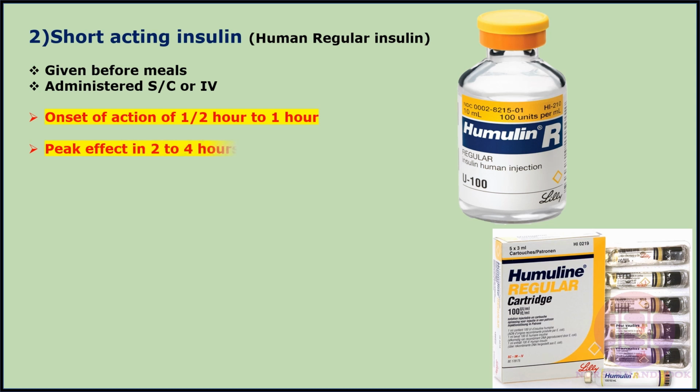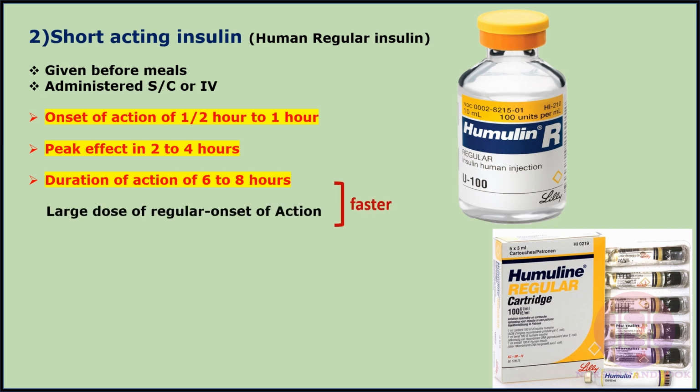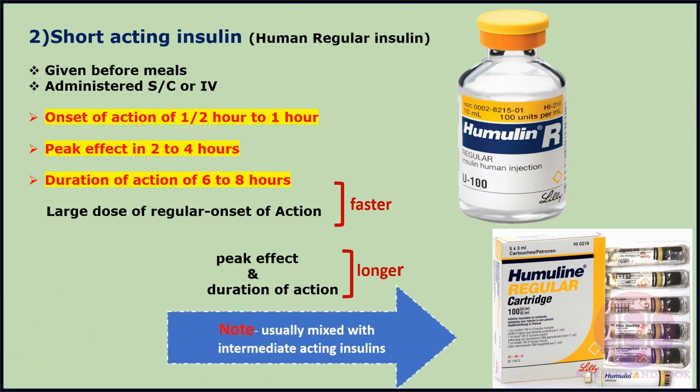Its peak effect is in 2 to 4 hours and duration of action remains 6 to 8 hours. A point to remember is that in the usage of regular insulin, the larger the dose, the faster the onset of action, but the peak effect and duration of action will be longer. One more important point to remember is that the short-acting insulins can be mixed with intermediate-acting insulins for use.